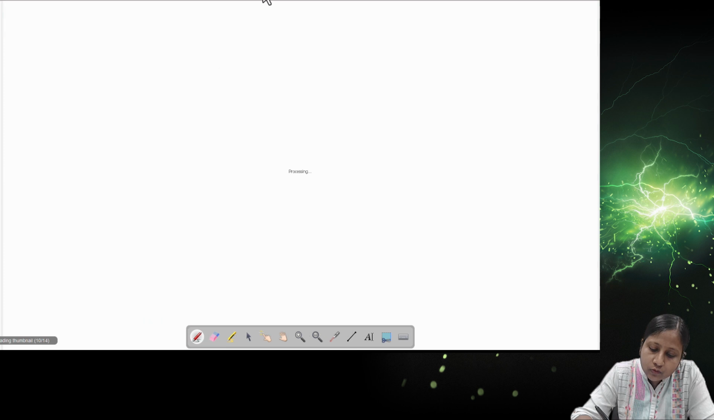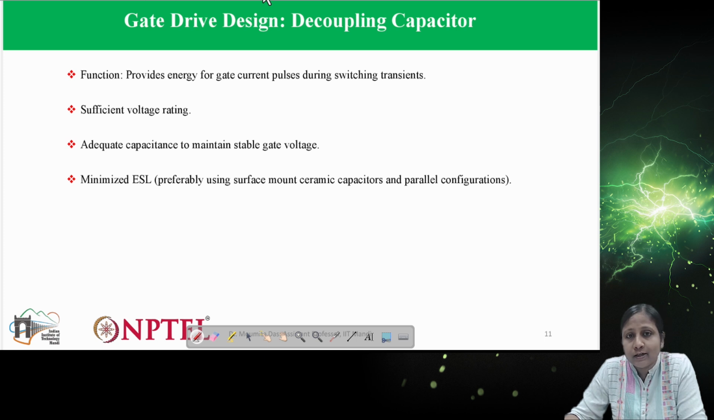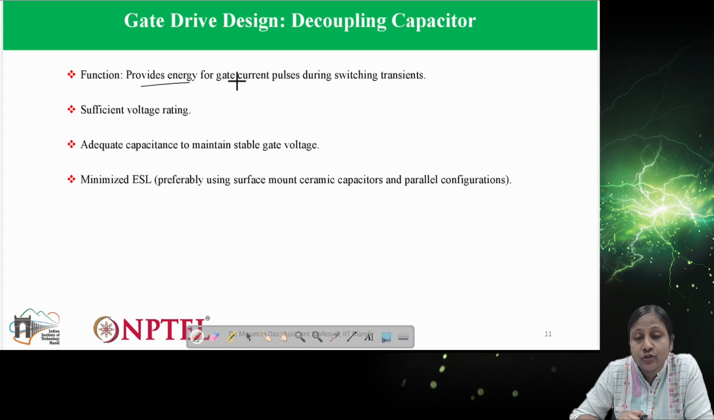Now another thing is the decoupling capacitor. This is not mandatory, but it is always good to have a decoupling capacitor in any circuit. Why? Because it provides energy for gate current pulses during the switching transient. Switching transient means during the turn on and turn off time, there will be transient oscillation, ringing, high current, high voltage. That can be supplied from this decoupling capacitor.